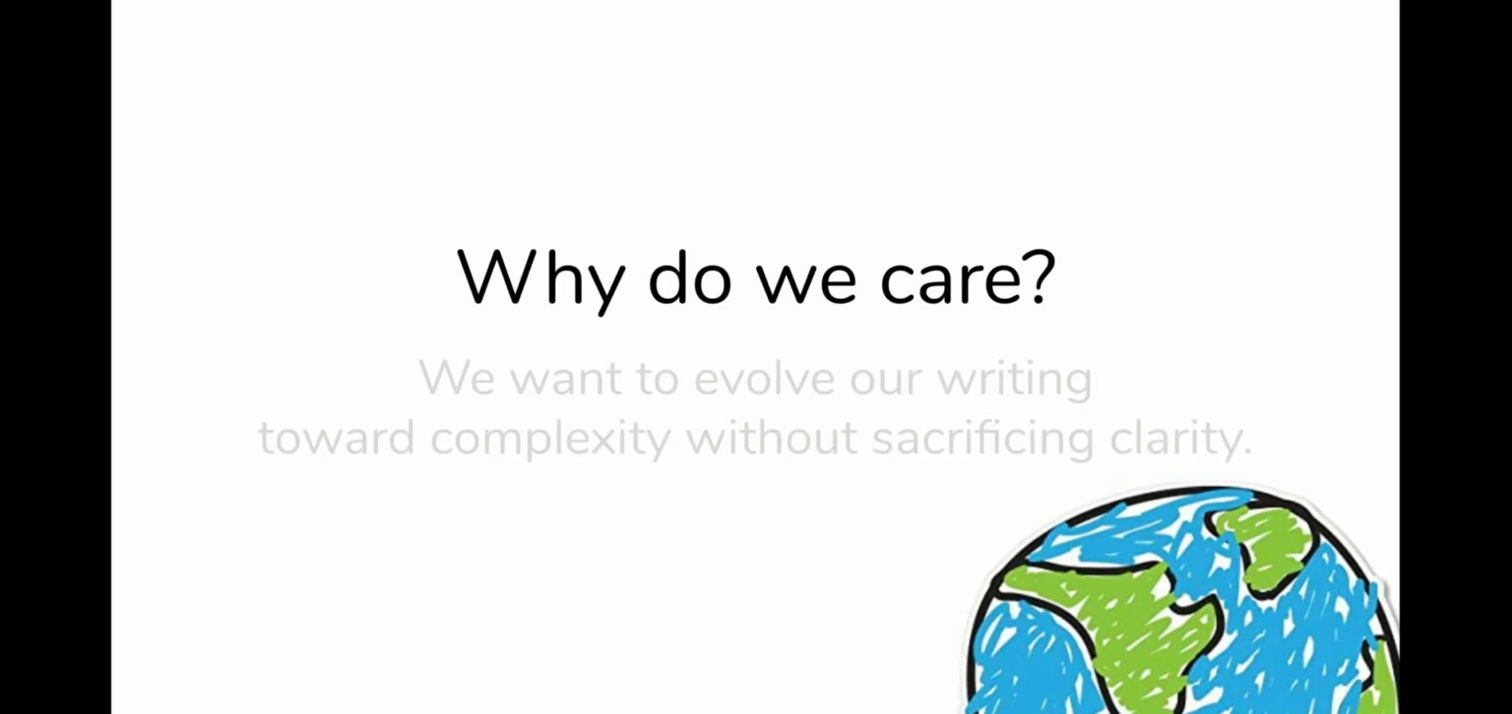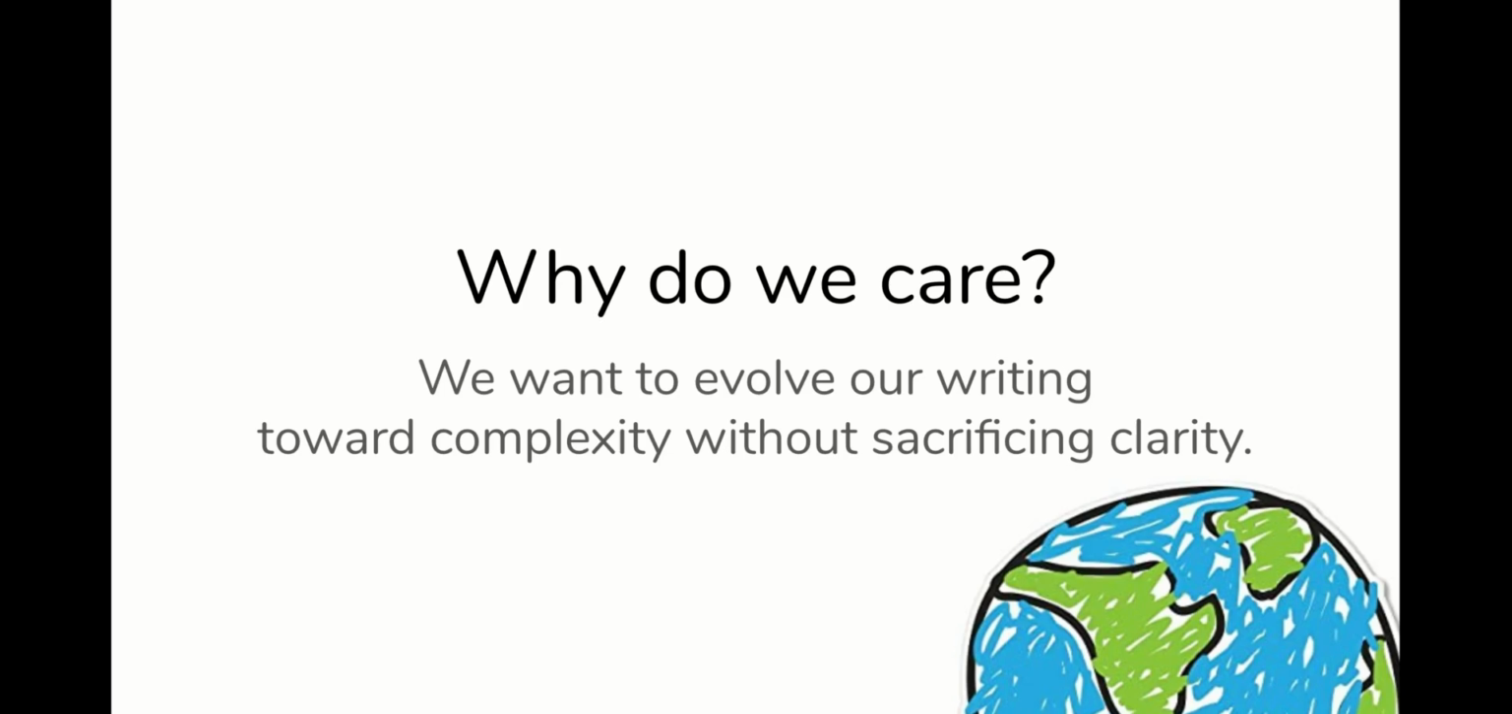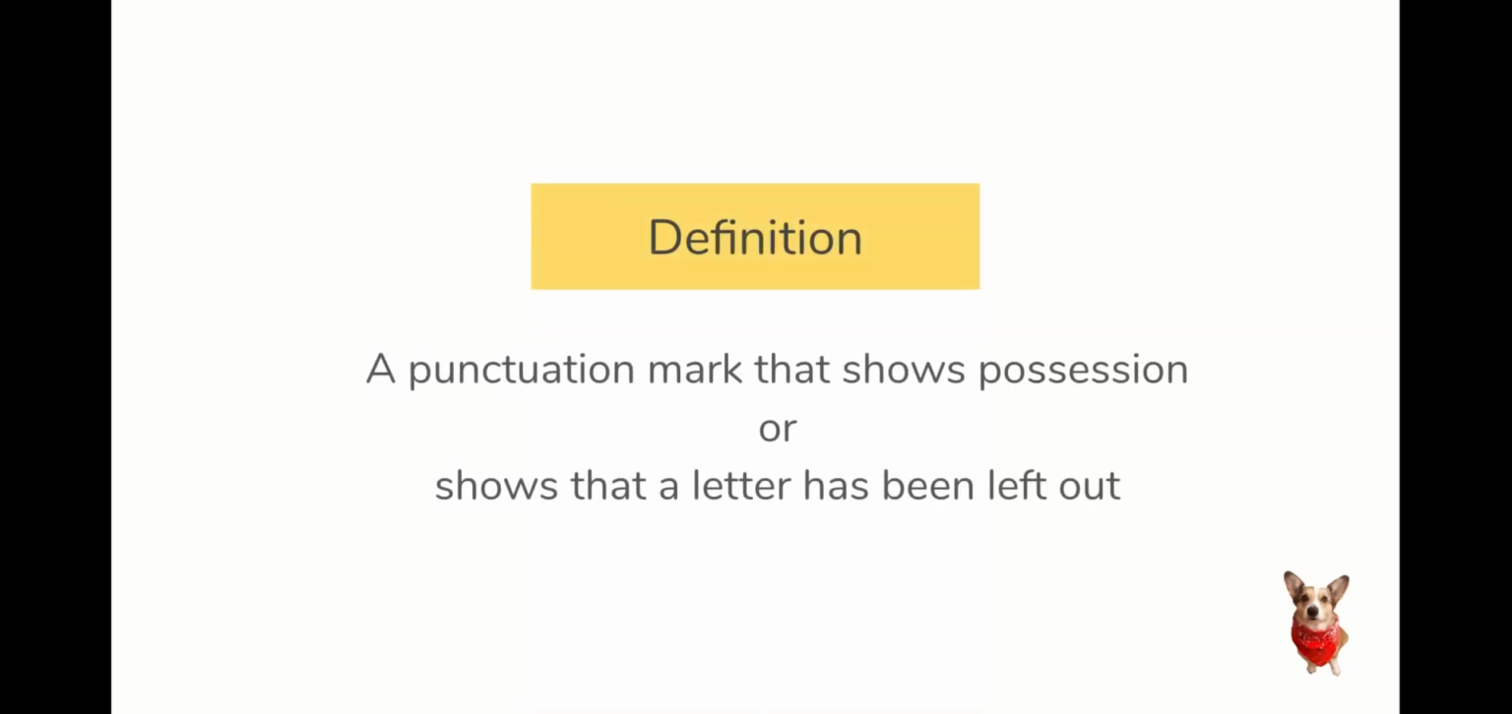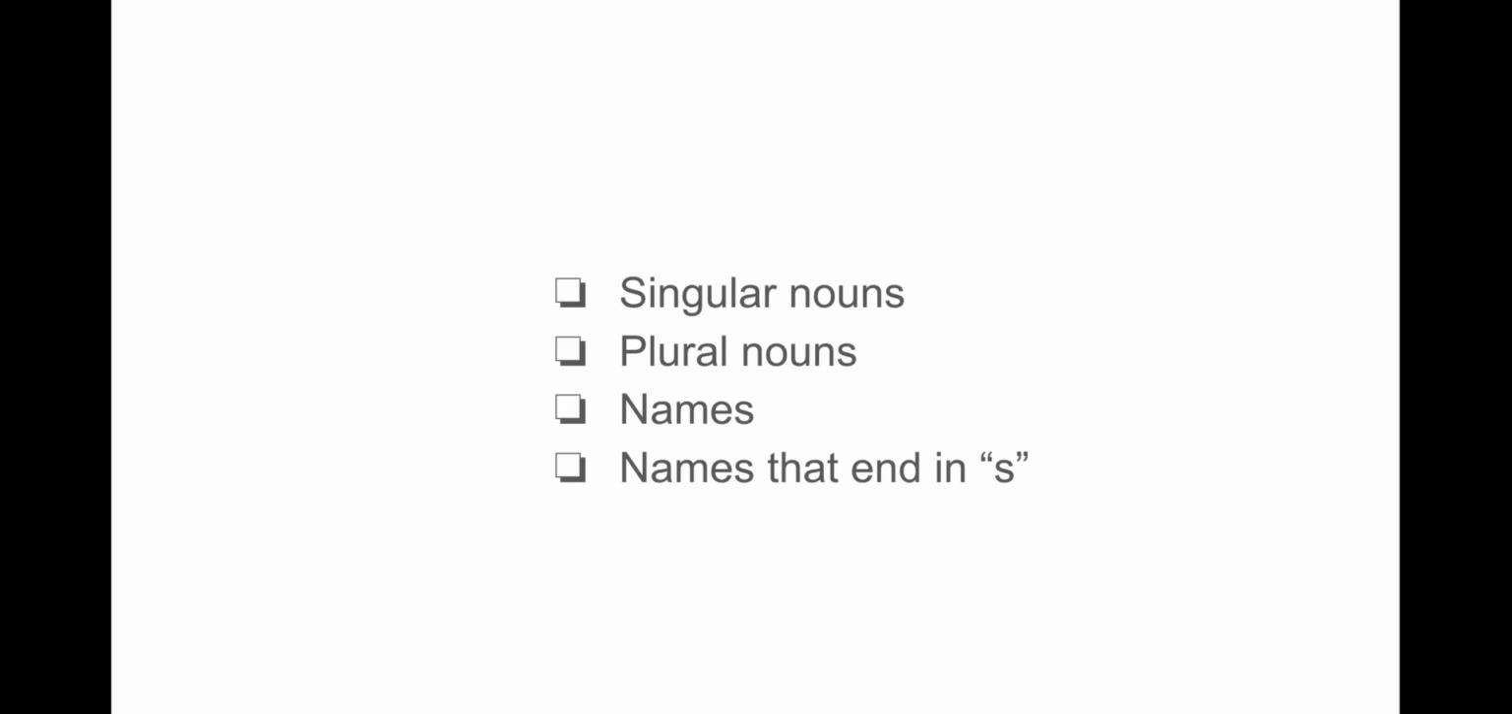Why do we care about apostrophes? Well, we always want to evolve our writing towards complexity without sacrificing clarity. We want to be able to write with clearness so that the reader understands exactly what we're thinking. How does an apostrophe help? The definition of an apostrophe is a punctuation mark that shows possession or shows that a letter has been left out. Possession just means ownership. So we're going to talk about possession with singular nouns, plural nouns, names, and names that end in S.